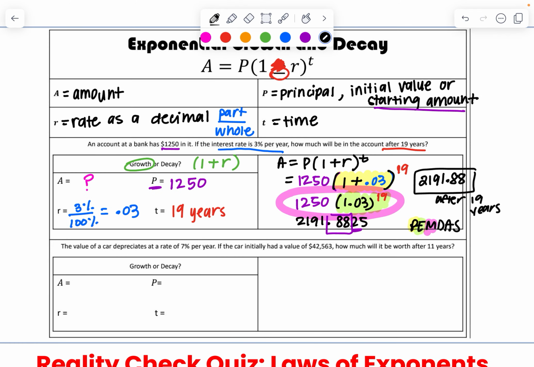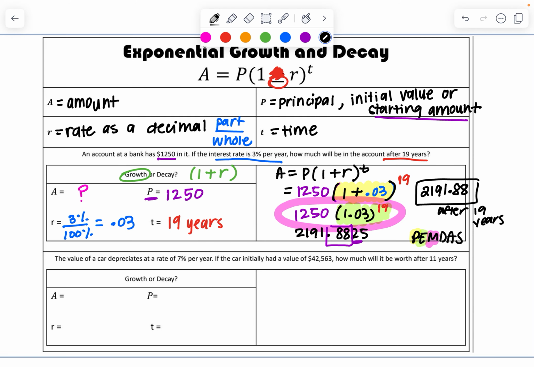Okay. Then the last problem: the value of a car depreciates at a rate of 7% per year. The car initially had a value of $42,563. How much is it going to be worth after 11 years? This problem is going to be decay. Why? It's saying that the car depreciates in value, right? So this means I've got a 1 minus R situation. What is the rate? It says it depreciates at a rate of 7%. 7% divided by 100%. That gives me my discounting rate of 0.07.